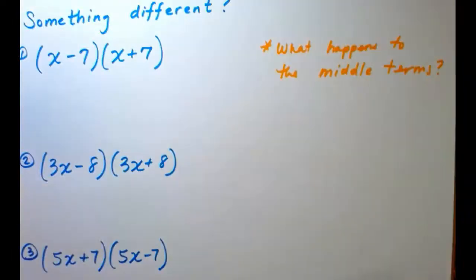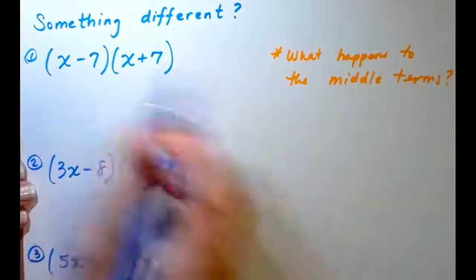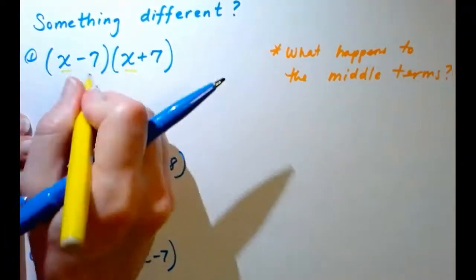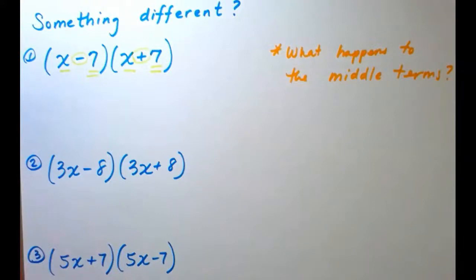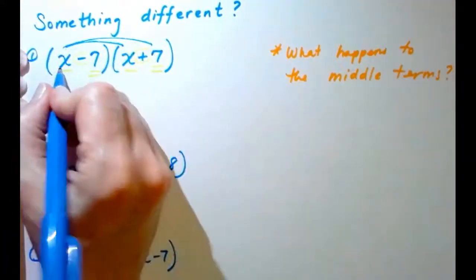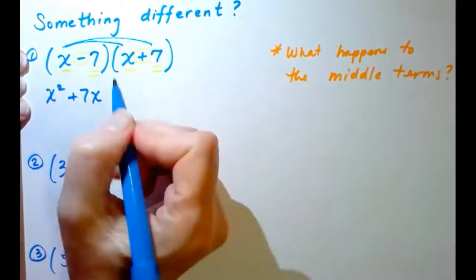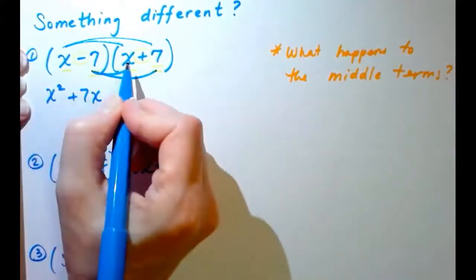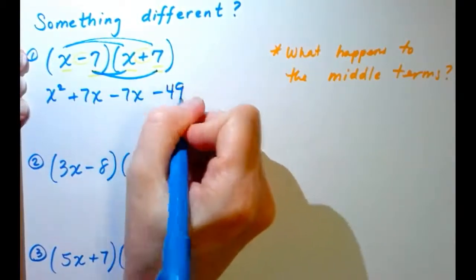Now, for our other special products, something a little bit different. So let's do number 1 and check out what happens when we multiply x minus 7 times x plus 7. Do note that these are exactly the same terms in exactly the same order. One's a difference and one's a sum. Now, when we use the distributive property, distributing the x, x times x is x squared, x times positive 7 is plus 7x. Now take the negative 7 through. Negative 7 times x is negative 7x. Negative 7 times positive 7 is negative 49.